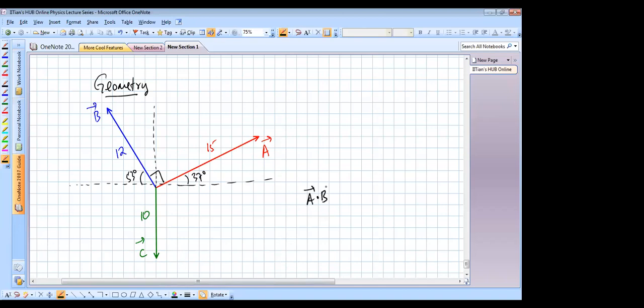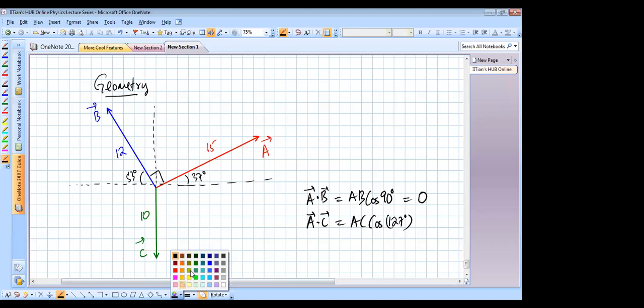But now, so for example, I want to calculate A dot B. That is just becoming AB cos 90 degrees. So that's 0. Because you can see the angle between A and B. Okay. You want to calculate A dot C. You can see that will become AC cos of 127 degrees. Because you can see that this angle here will become 90 plus 37 or 127.